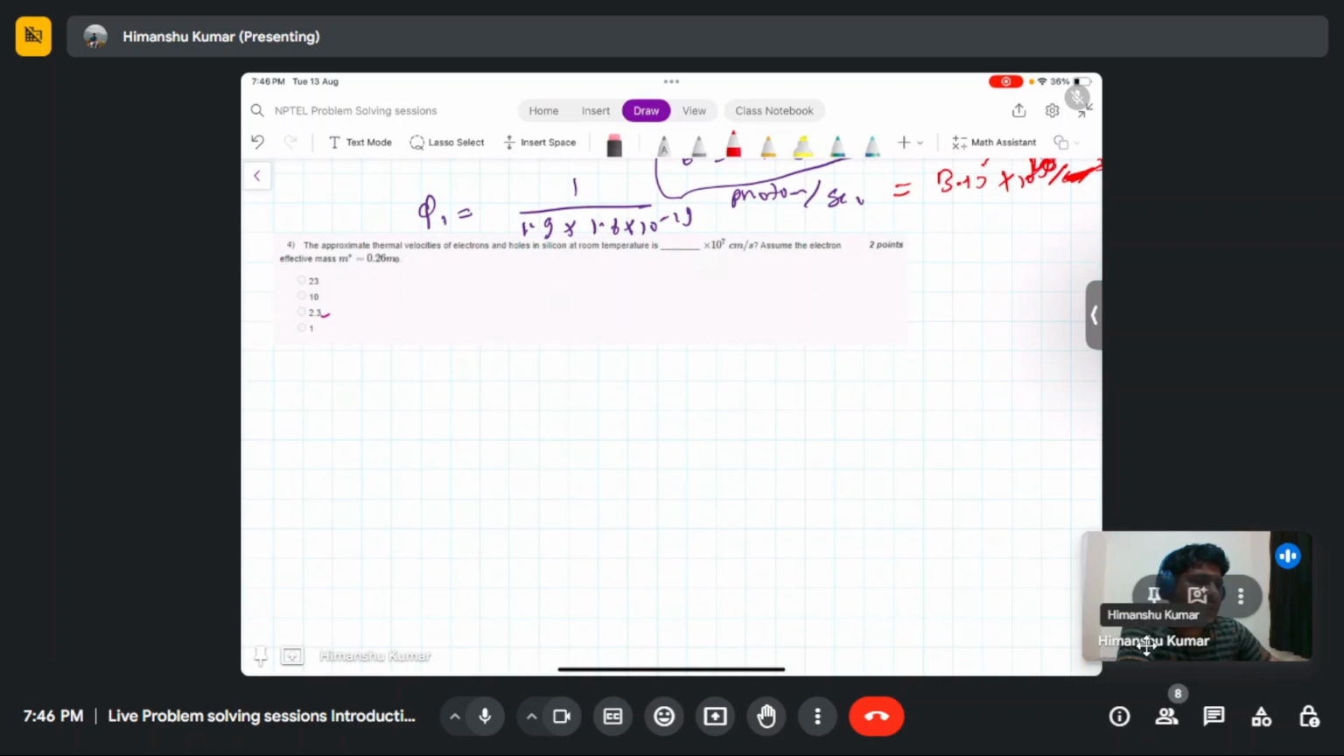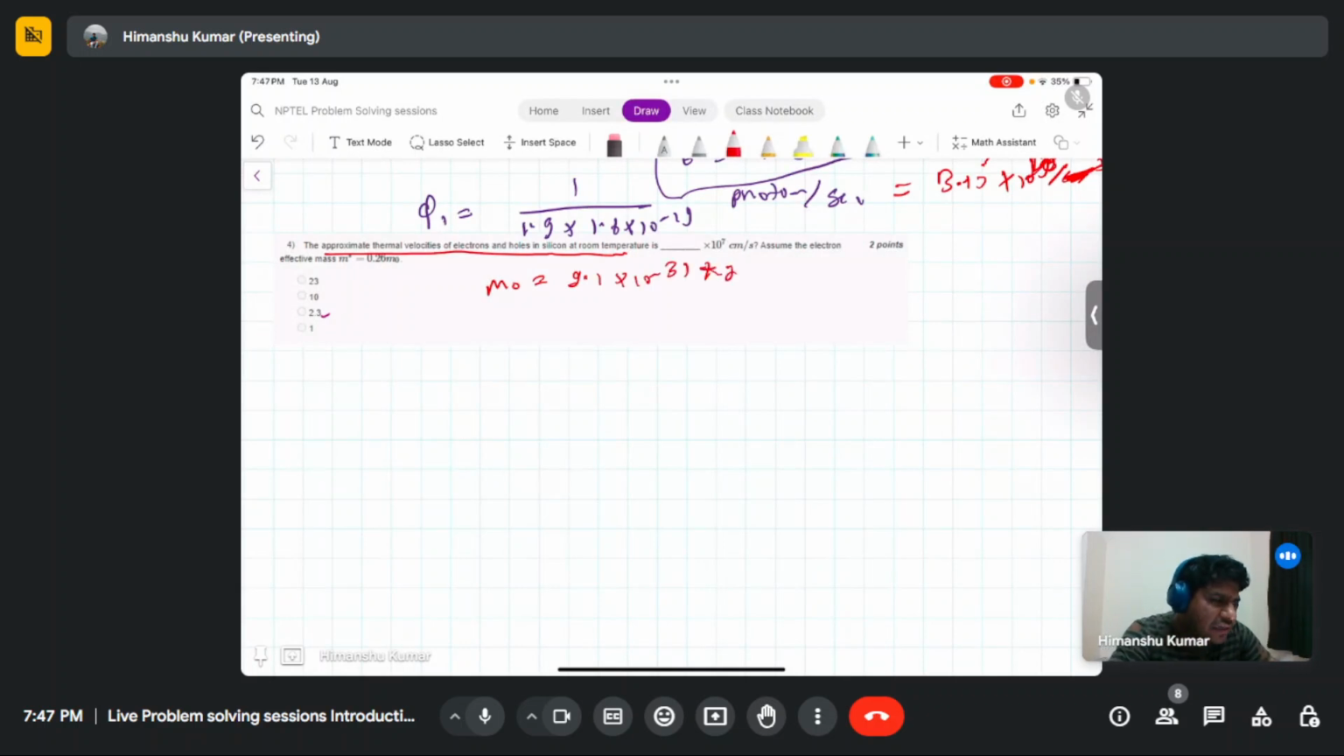So the next problem talks about the approximate thermal velocity of electrons and holes in silicon at room temperature, in some times 10 power 7 centimeters per second, and assume that the electron effective mass is 0.26 times m naught. M naught we generally take as the free electron mass, which is 9.1 into 10 power minus 31 kg.